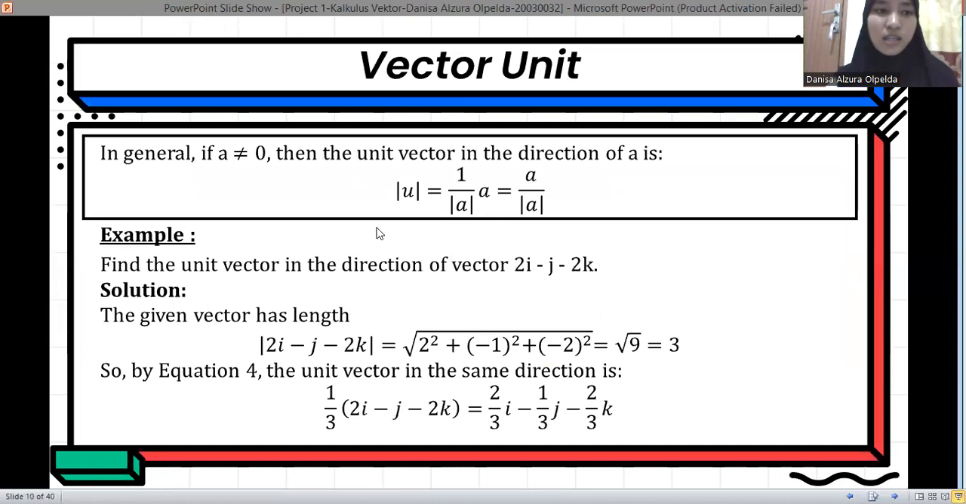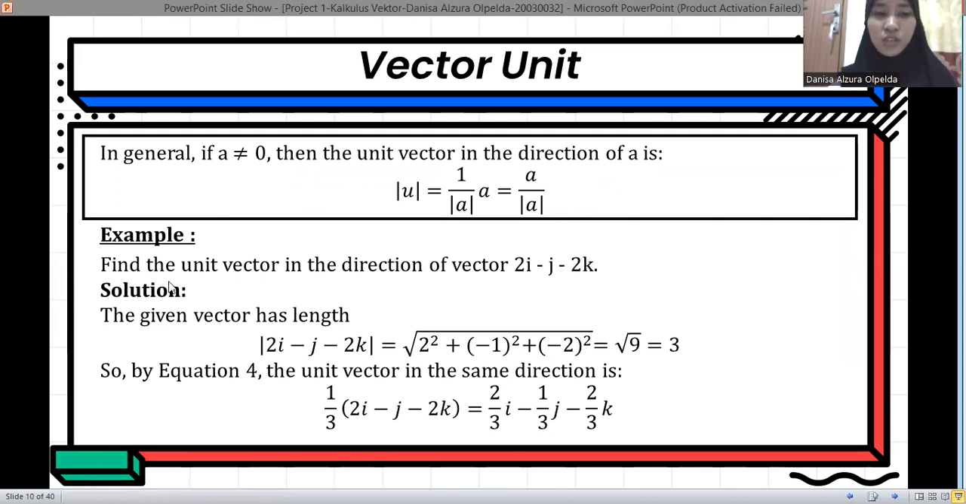Unit vector. In general, if A is not equal to 0, then the unit vector in the direction of A is U equal to 1 per the absolute value of A times A, which is A per the absolute value of A.